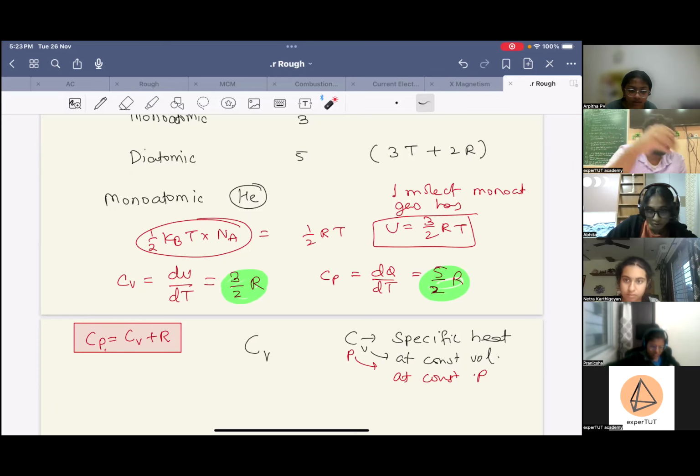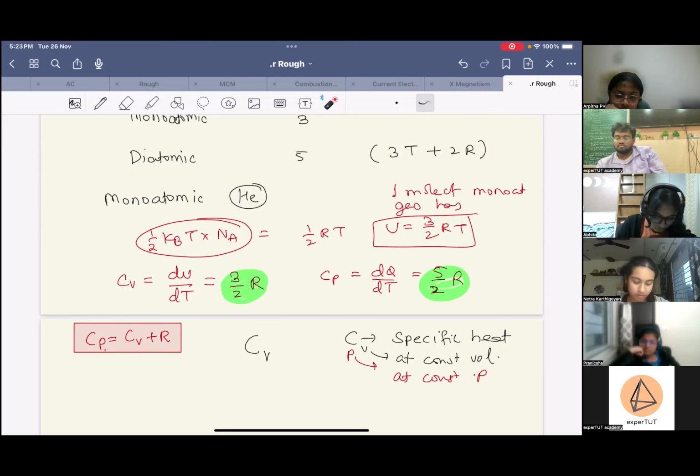Netra, you do it. So kB is the Boltzmann constant, which is R divided by Avogadro number, or gas constant by Avogadro number. For each degree of freedom, which is each type of movement like translation or rotation, one molecule will give half kBT energy. For monoatomic gases the degree of freedom is 3, which is 3 types of translational movements. For diatomic molecules it's 5 because they have 3 translational and 2 rotational. So accordingly, we can multiply.